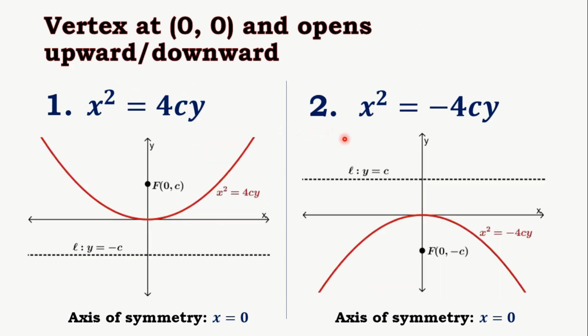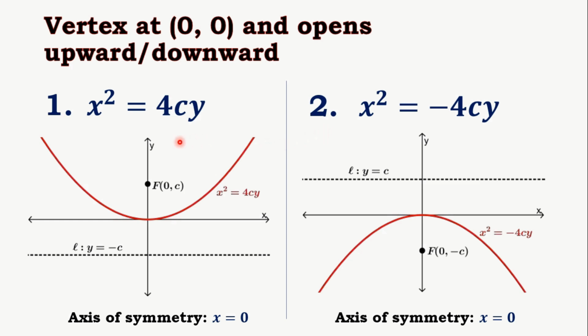The difference between equations 1 and 2 is the sign on the right side of the equation. If it is negative, it refers to a parabola that opens downward. The parabola is extended downward, whereas the equation x squared equals 4cy, which has the positive sign on the right side of the equation, is a parabola that opens upward. In equations 1 and 2, x is a quadratic term and y is a linear term.